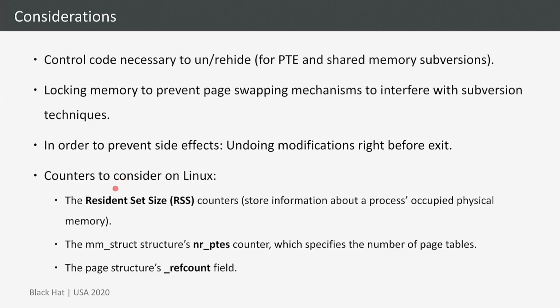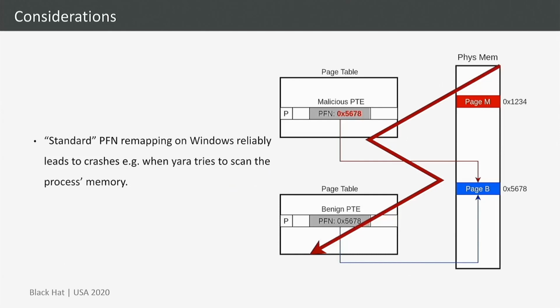Also, especially on Linux, there are some fields that you want to have a look at and, in some cases, might have to adjust in order to prevent side effects, especially if you're not undoing the modifications. Then there are some counters that you might have a look at and might have to adjust in order to prevent any problems. Okay, let's talk a little bit about a problem on Windows with the standard PFN remapping. If we are doing the PFN remapping as explained earlier, this will lead to crashes, especially if we, for example, scan the process with Yara. Then it pretty reliably crashes after the PFN remapping.